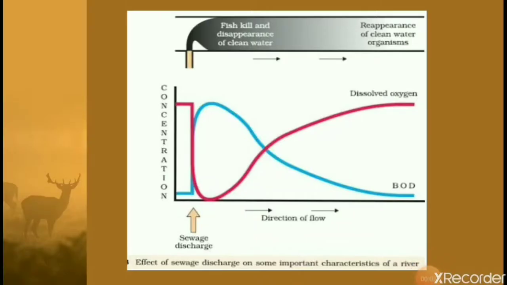In this graph, you can see when the sewage is discharged in a water body and it moves forward with the direction of flow, the dissolved oxygen content of the water body suddenly decreases, which results in the death of fishes and disappearance of clear water. At this point, the biological oxygen demand of the sample also increases drastically. But when the organic substances present in the sewage are decomposed by the microorganisms, the amount of dissolved oxygen appears to increase and the biological oxygen demand appears to decrease.